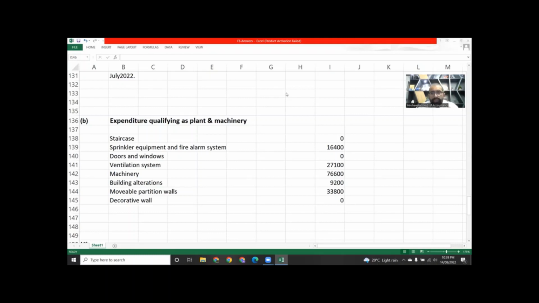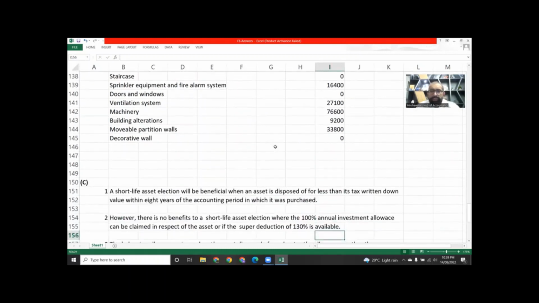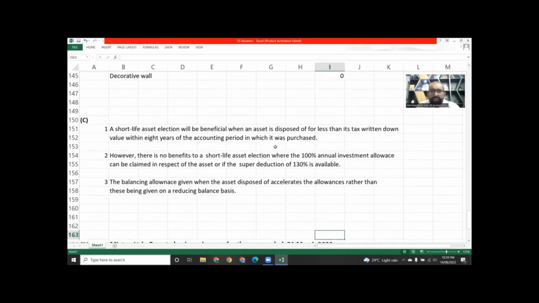Okay, now the next is about short life asset. Very simple. You have to write 2 or 3 points. Normally 2 points are enough. See, the short life election will be beneficial when asset is disposed of for less than its tax written down value. Yes, when it is sold for less than value, then you will get the balancing allowance.